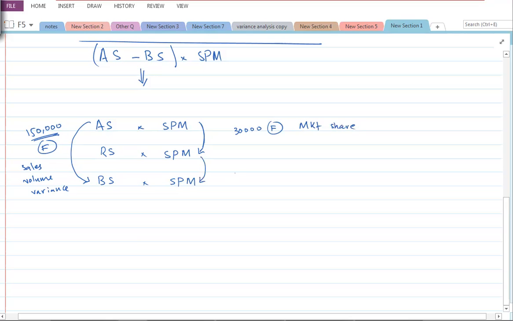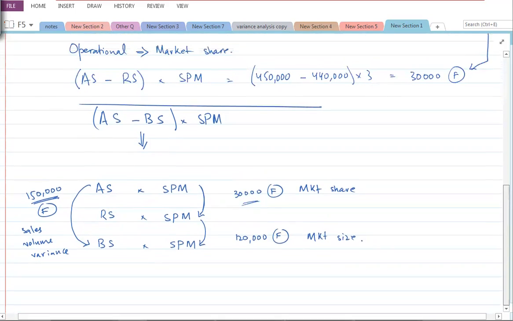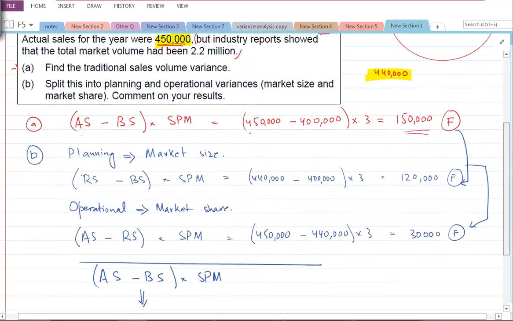And the second minus the third will give us 120,000 favorable, which is our market size variance, which is not in our control. Now, if you have to discuss it, then of course you can say that, well, initially when we look at the calculation, it looks like the manager has done a very good job and we have a favorable variance of 150,000. But when we further analyze it, we realize that the 120,000 was not in the control of that manager, though it was looking good. It was just because the market size increased. And this 30,000 is in the control of the manager, and he or she should be rewarded for this 30,000, right?